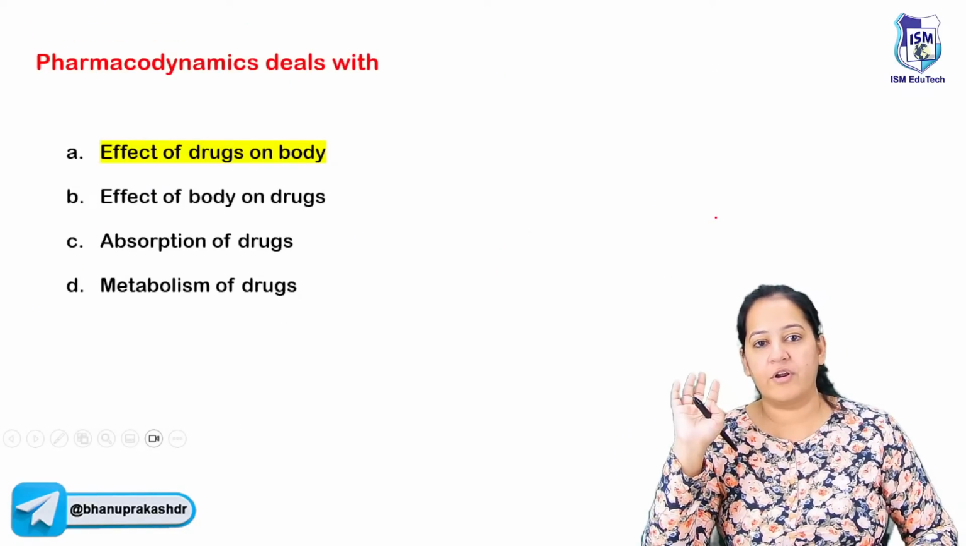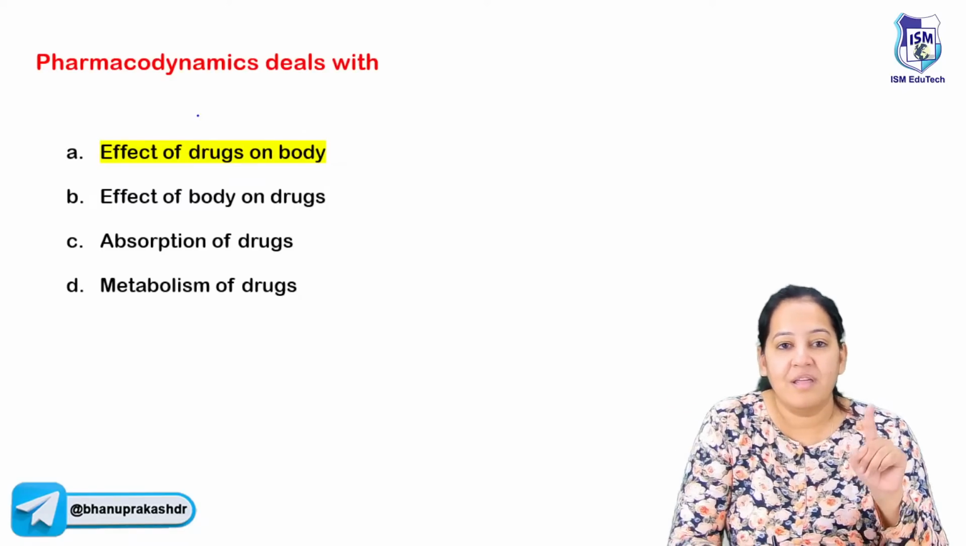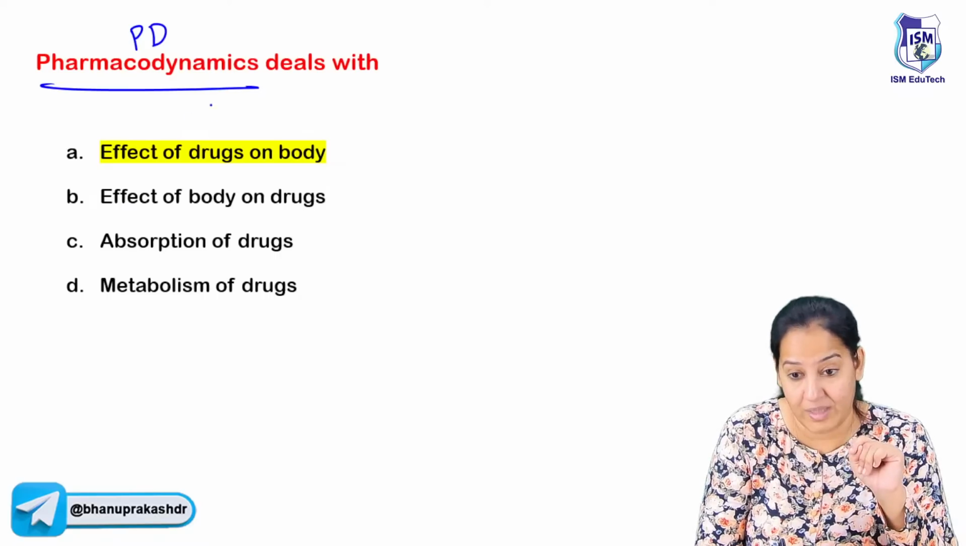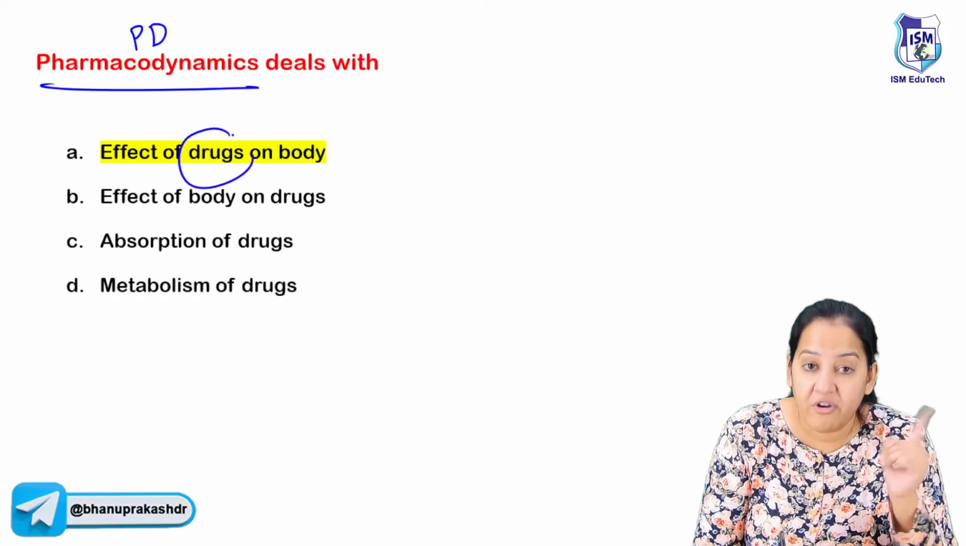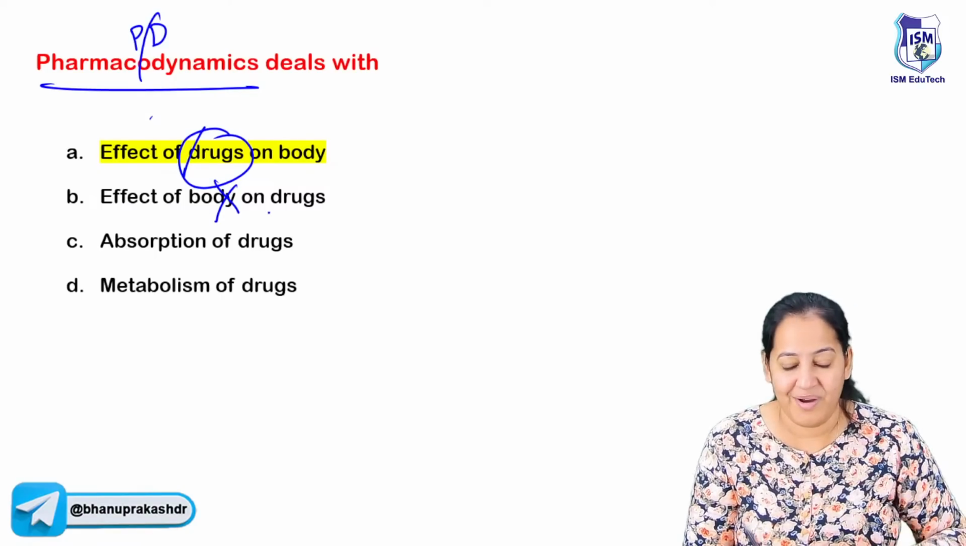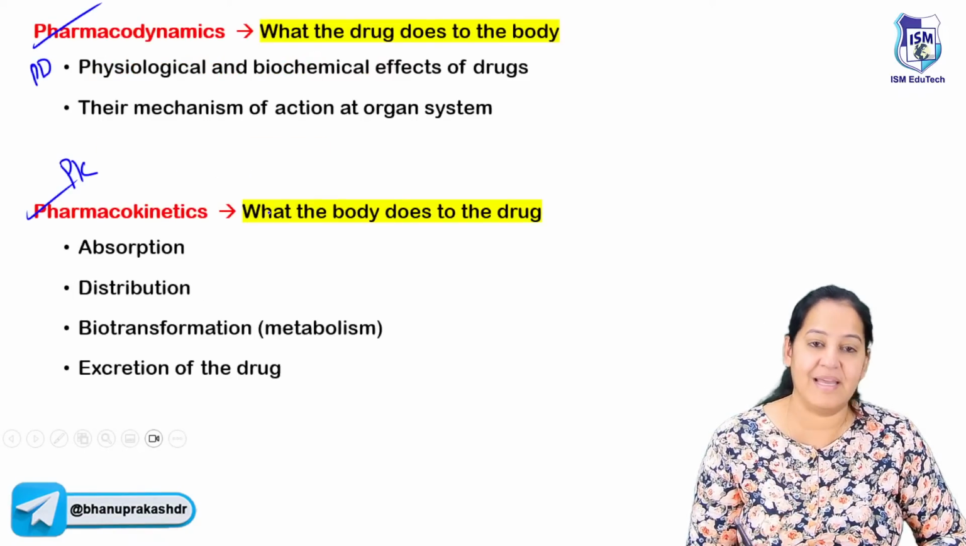Okay, now have a look at your question and tell me the answer. Read the question. They're asking pharmacodynamic. They're asking PD. PD is having only one thing. It is the effect of drug, D for drug, on body. Not effect of body on drug. No, it is effect of drug on the body. So the correct answer is A, and you all can see.